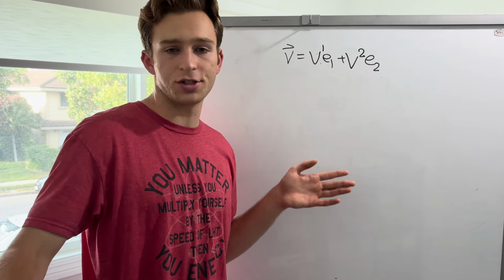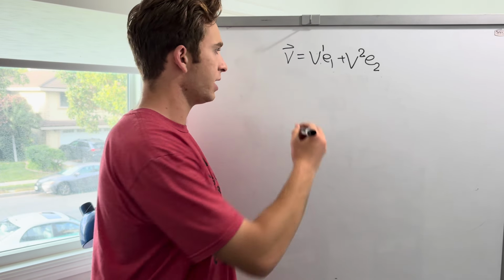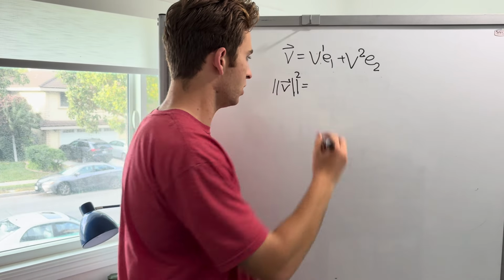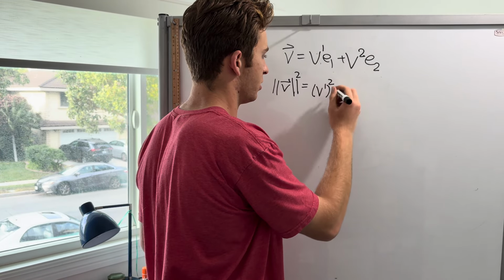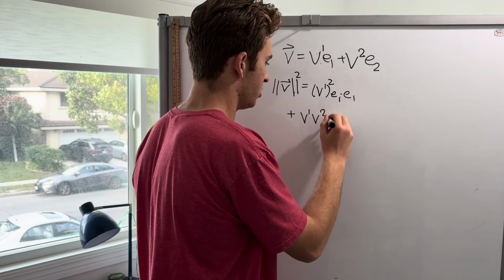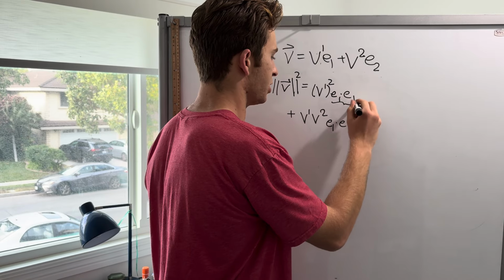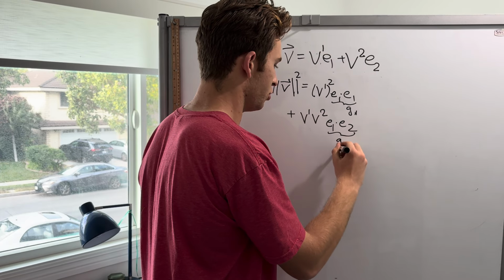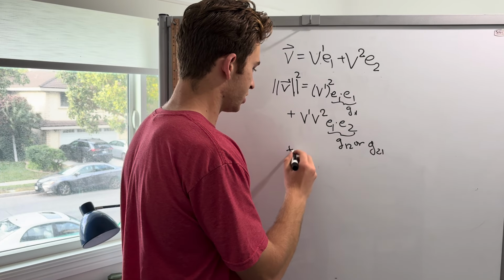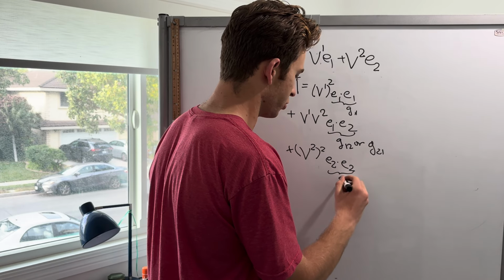Anyways, I've introduced this new change in notation. I'm going to wrap it up with this. Earlier, I said that the length of the vector squared was v1 squared times e1 dot e1, plus v1 v2 e1 dot e2, and this is obviously g11 and g12 or g21, whichever one you want to use, plus v2 squared e2 dot e2. This is, of course, g22.